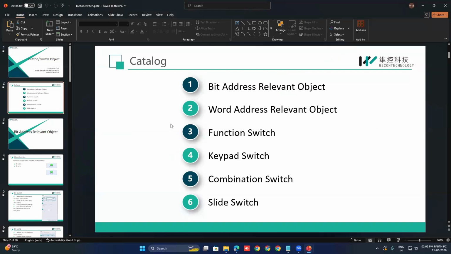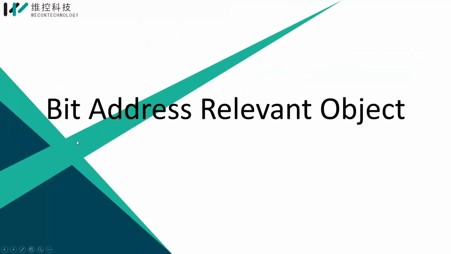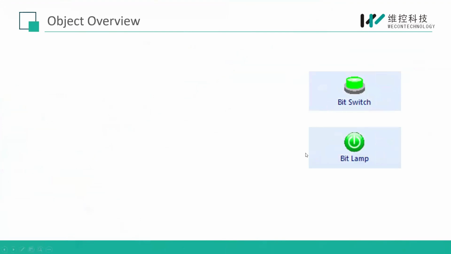First of all, in this PPT, we will be discussing bit address, word address, object, function switch, keypad switch, combination switch, and slide switch. So let's start from the first one. First is our bit address relevant objects. As you know, in bit switch, we have two objects, bit switch and bit lamp.